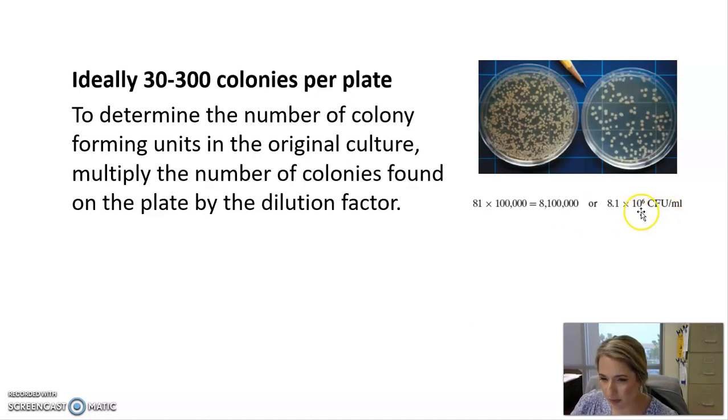The units of measurement that we actually use for this are called CFUs per milliliter. A CFU stands for colony forming unit. So when I say there is 8,100,000 CFUs per milliliter, I'm basically saying there's 8,100,000 bacterial cells per milliliter, because one CFU, one colony forming unit, is equivalent to one bacterial cell.